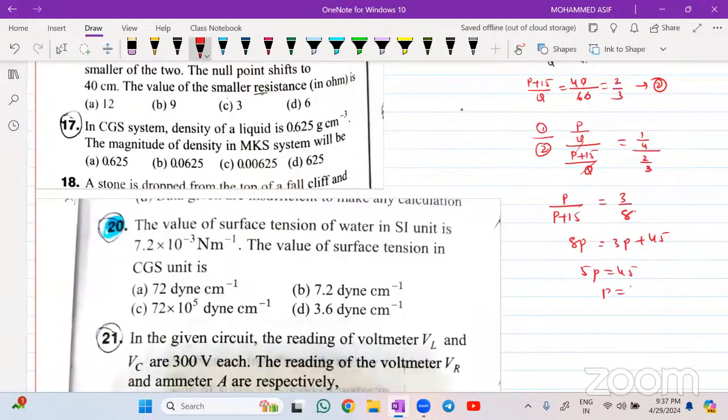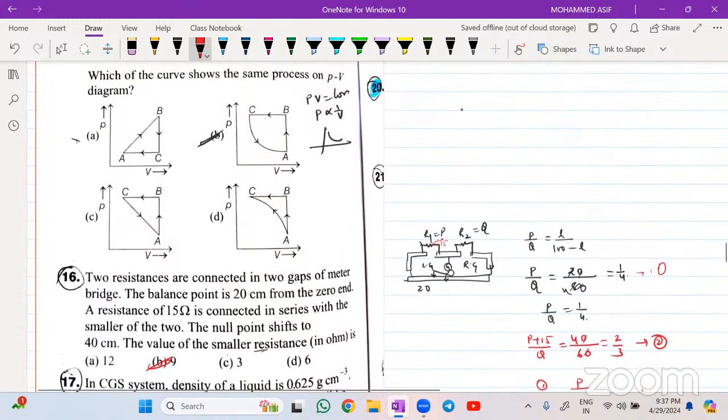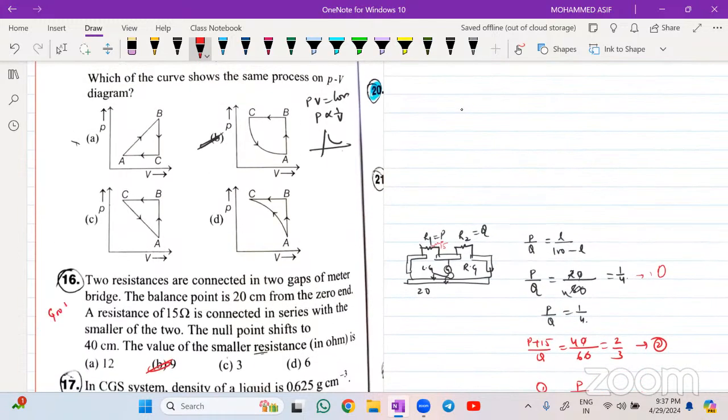So P value will be equal to how much? 45 divided by 5, 5 nines are 45. So this will be equal to 9 ohms. So the value of smaller resistance is 9 ohms. Good question. Do this one compulsorily, try it. Good question.